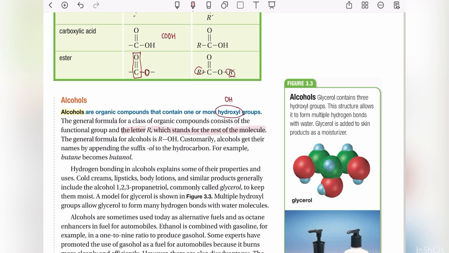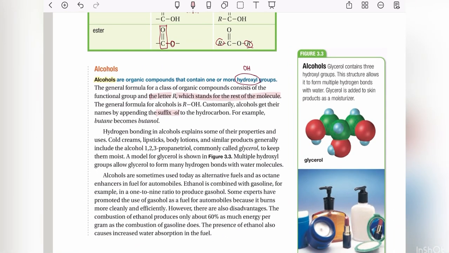The general formula for alcohols is R bonded to OH. Customarily, alcohols get their names by appending the suffix OL to the hydrocarbon. For example, butane becomes butanol. Hydrogen bonding in alcohols explains some of their properties and uses. So we're told that alcohols have hydrogen bonds.